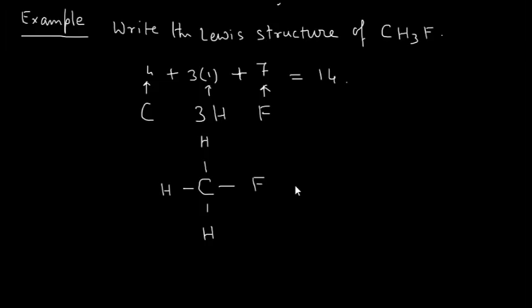But fluorine has only shared 1 electron. Its 6 electrons are left. So we'll draw these 6 remaining electrons. So this is the complete Lewis structure for CH3F.